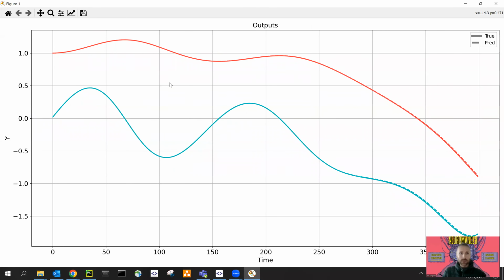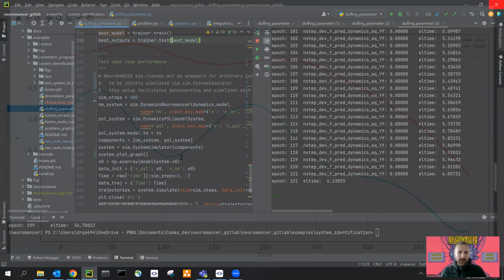So what you can see over here is the rollout over 400 time steps, where the solid trajectory is the ground truth, and the dashed trajectory is the predicted trajectory. And it's an almost perfect match. They start to diverge a little bit at the end. The reason is this is a simple problem, and we are providing the ODE structure, so you are essentially learning one parameter. So it's a very simple training task.